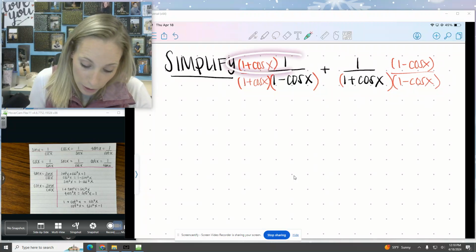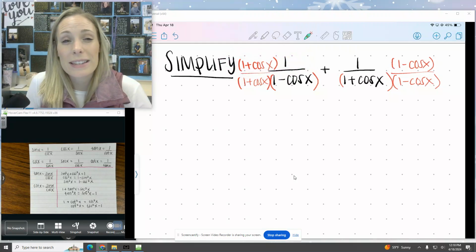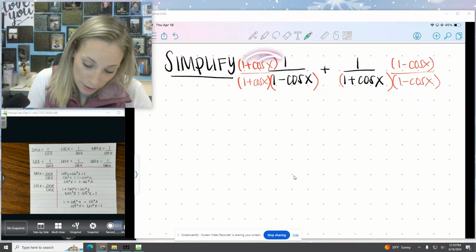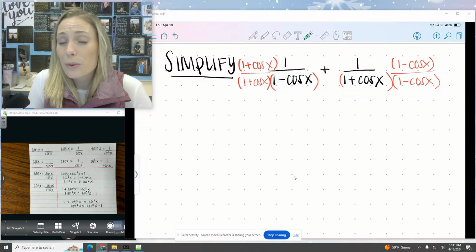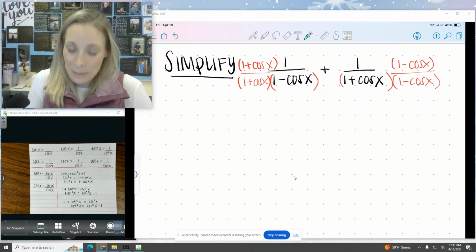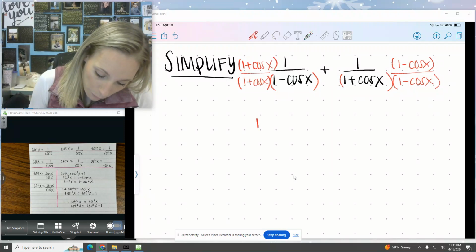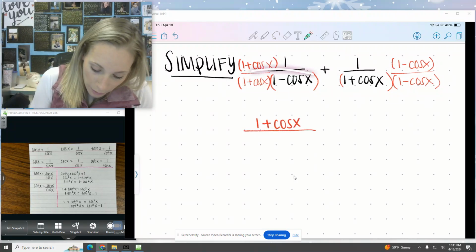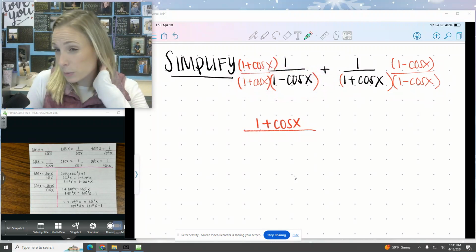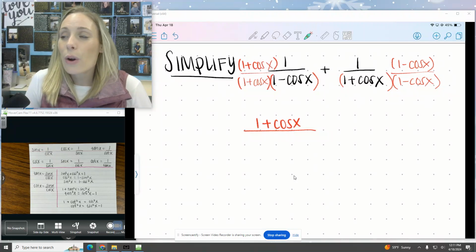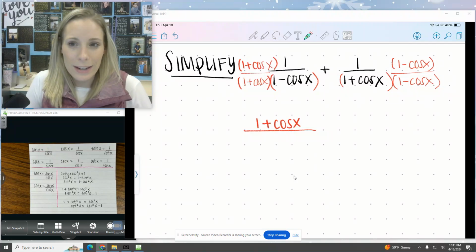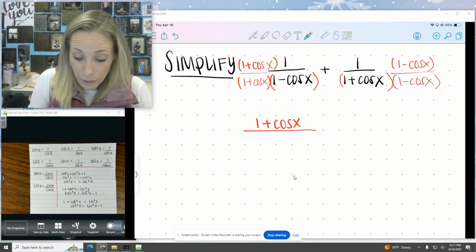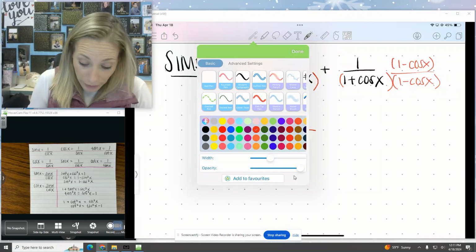In my numerator, I have 1 plus cosine of x times 1. You could go through the process: 1 times 1 is 1, cosine of x times 1 is cosine of x, or you just know 1 times anything is itself. So this side, I'm going to have 1 plus cosine of x. My denominator is 1 plus cosine of x times 1 minus cosine of x. I hope that you recognize that that's a difference of squares. If you don't recognize that yet, you're going to have to go through the whole process of FOILing it out, multiplying it through.